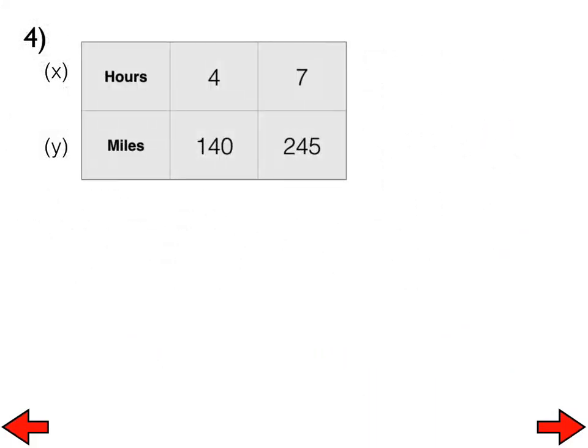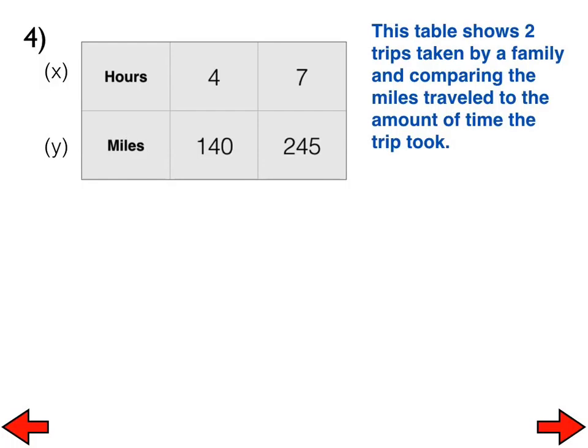Let's look at number 4. The table is now horizontal, so I just need you to be careful of what numbers you're multiplying. So it's not 4 times what is 7 anymore. Those are both hours. We're still comparing hours to miles, so 4 times what is 140?